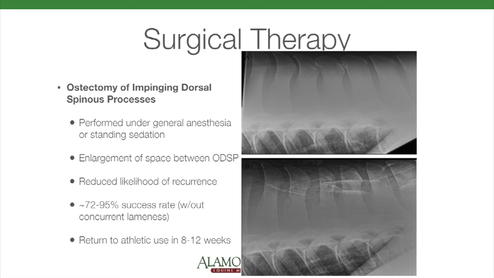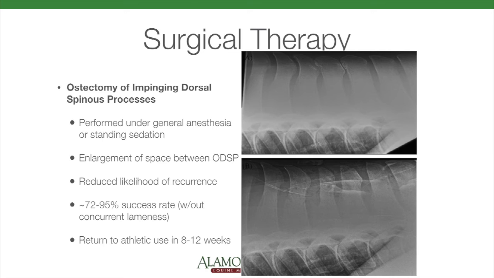And then the next one, this can be done a multitude of different ways. This can be done under general anesthetic, so the horses are on the surgery table. There's also techniques where we're doing this under standing sedation. This is where we're actually going in and removing a segment of the bone, and this is called an ostectomy. I typically do these under general anesthetic.